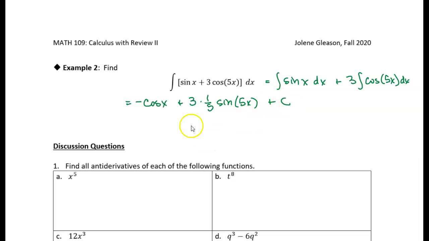Okay, so that's pretty good. I could clean this up a little bit if I want to, just by making that 3 times 1/5 into 3/5. But otherwise, it's pretty much fine as it is. Don't forget your plus c, though, because the solution is not unique unless we have some sort of way to anchor one point of it.